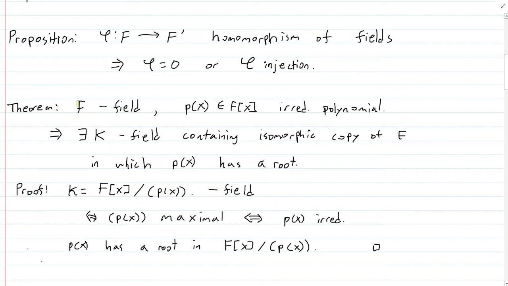And then, okay, so here's the first real theorem. So you have a field F, you have a polynomial p, which is irreducible with coefficients in F. The conclusion of the theorem is that there exists a field K containing an isomorphic copy of F in which p has a root. So the way you prove this is you construct this quotient, F[x] mod (p(x)), right? So this is a field because (p(x)) is a maximal ideal, because p is an irreducible polynomial. So p(x) is irreducible if and only if this ideal is maximal, if and only if when you quotient out by a maximal ideal you get a field. So this is a field, and in this field p(x) has a root, right? You're quotienting out by p(x), so p(x) is basically 0 in this field. So the element x in this field is a root of p(x).